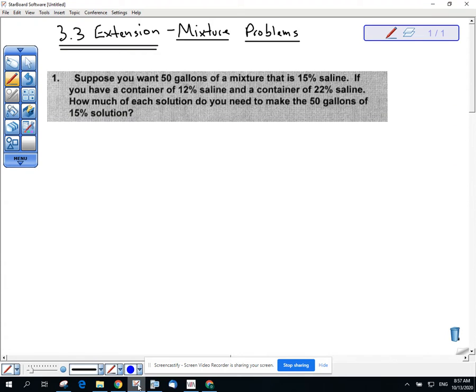Algebra 2, 3-3 extension, the mixture problems. We'll be doing these as warm-ups in class on the day of the 3-3 lesson. So this really isn't a lesson apart, but this will be covered on the quiz. And I have 3 examples here that we're going to go through right now.